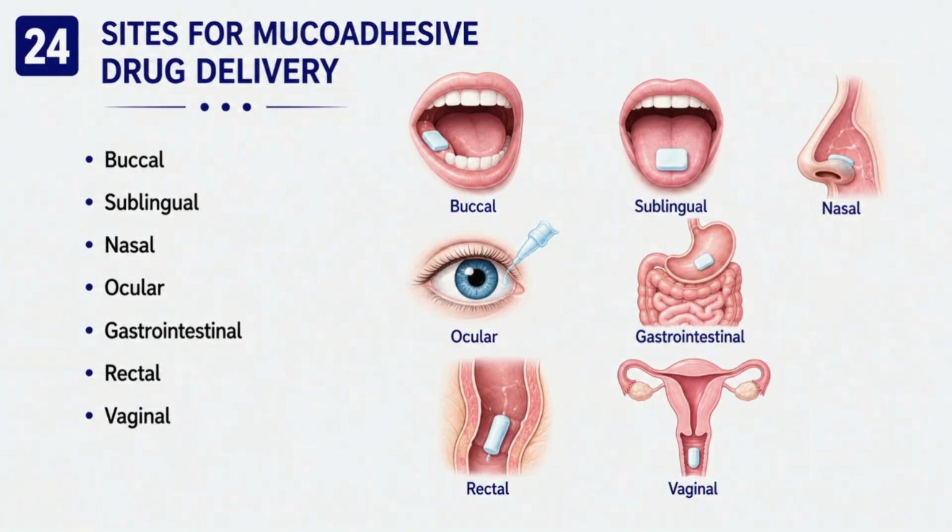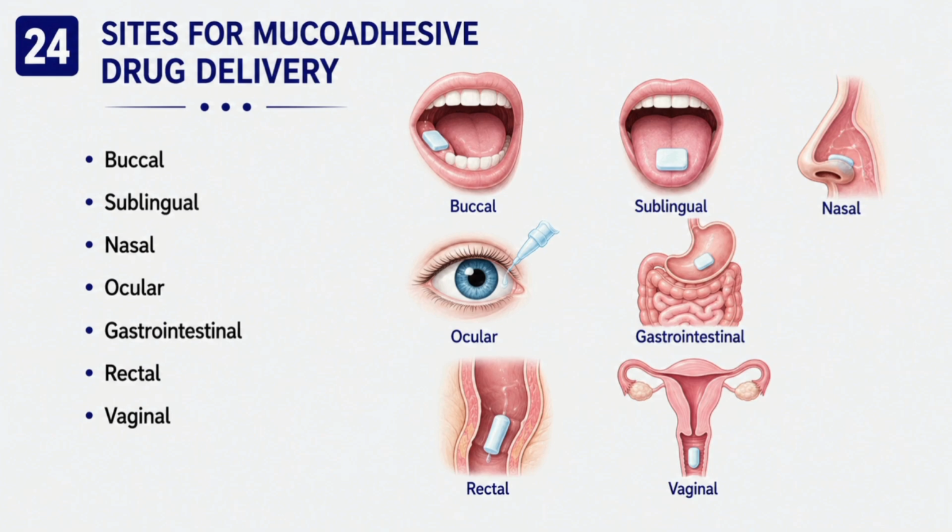Sites for mucoadhesive drug delivery. Where can mucoadhesive drug delivery systems be used? Several mucosal sites are available. They include the buccal, sublingual, nasal, ocular, gastrointestinal, rectal, and even vaginal sites. Each site has unique advantages and limitations.